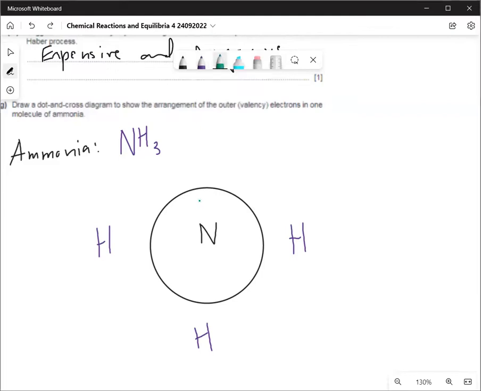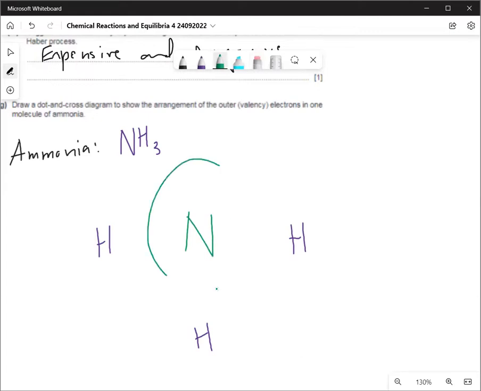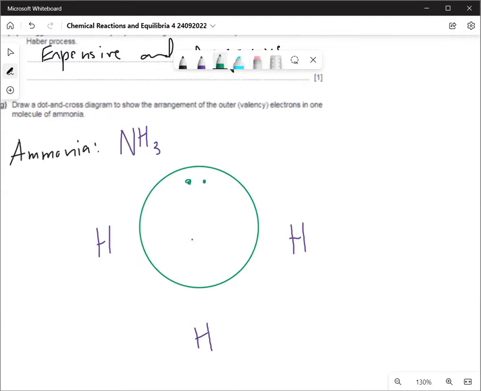Now I'm making these with a green circle. Let's just look at this. You have nitrogen here with N, and it has 5 electrons. So let's make 5: 1, 2, 3, 4, 5. Is that clear? Yeah. Now the thing is, it is bonded to how many hydrogens? 3 hydrogens. So what really happens is nitrogen shares 1 electron with each of the 3 hydrogens.